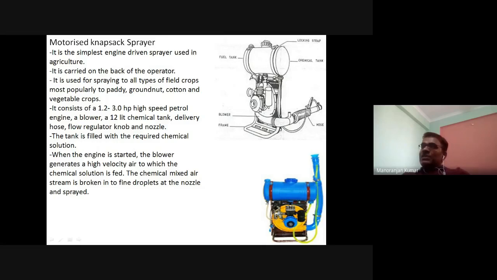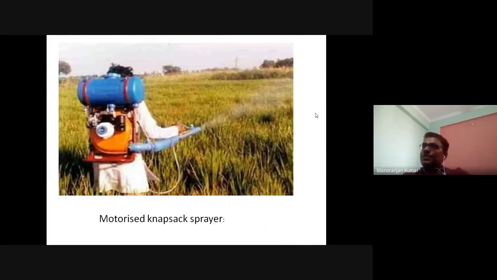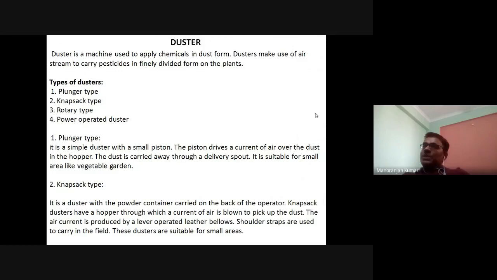When the engine is started, the blower generates a high velocity air to which the chemical solution is fed. The chemical mixed air stream is broken into fine droplets at the nozzle and sprayed to the crop. Okay. So this is the motorized knapsack sprayer. Here you can see the person using this motorized knapsack sprayer in his paddy field. So this is all about the sprayer.